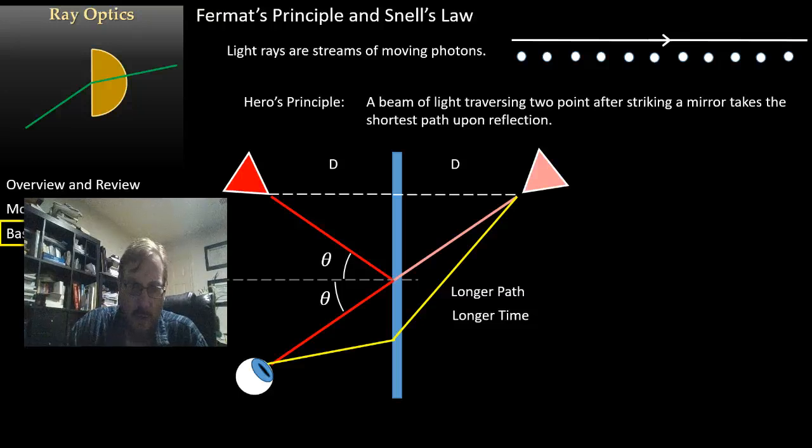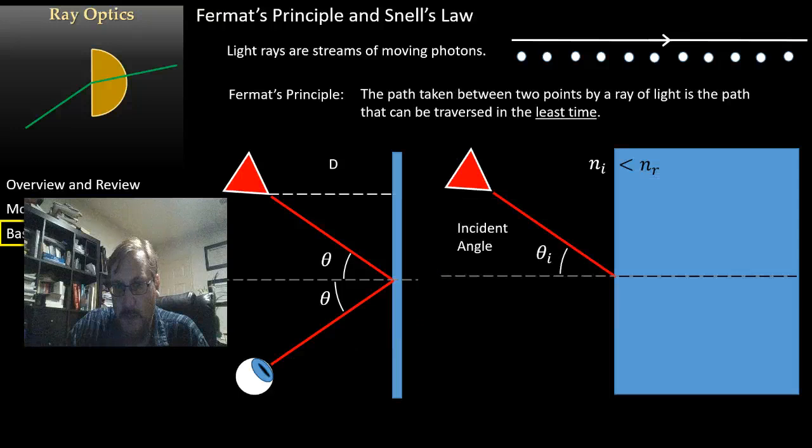So Hero's principle could either be the least distance or the shortest time, because basically they're the same thing, right? If you only have one speed, then the shortest distance is the shortest time. Fermat's principle, which came a few centuries later, probably 13 or so, maybe more. I should have looked that up before I decided to open my mouth, right? Here, that's going to say that the path taken between 2 points by a ray of light is the one that traverses in the least time.